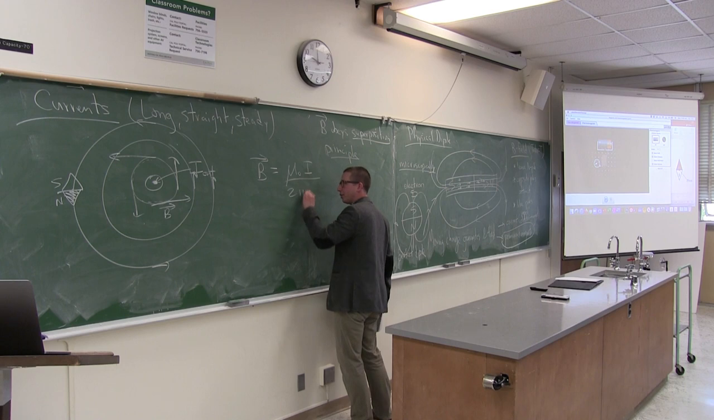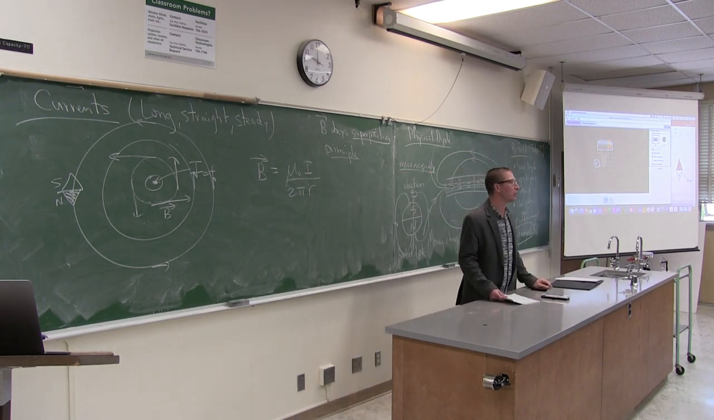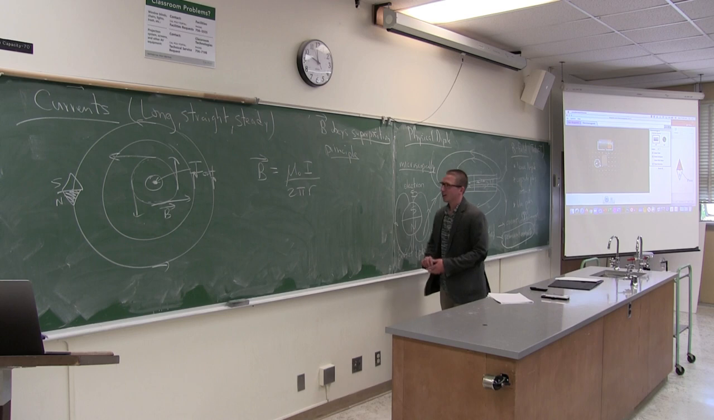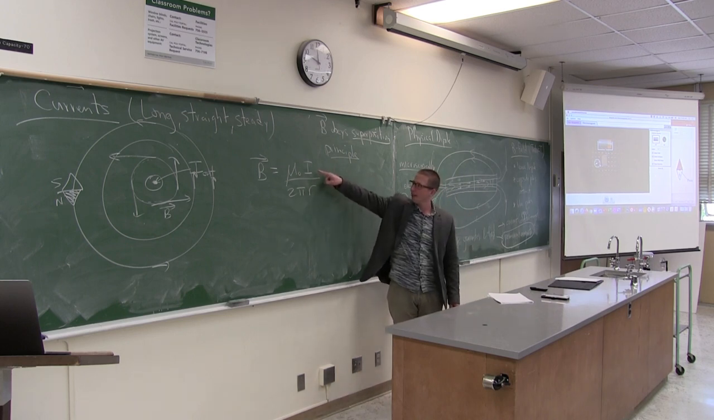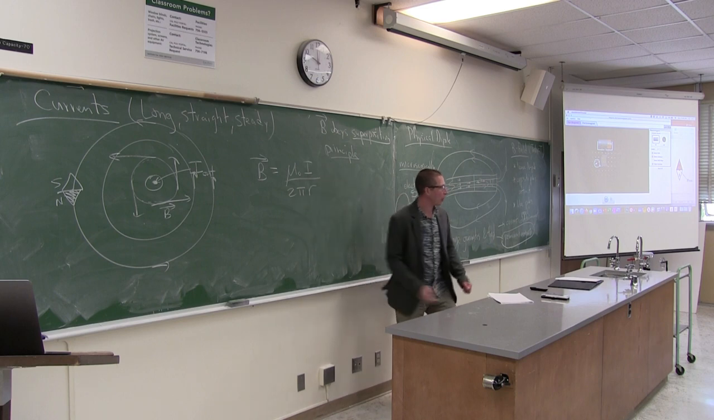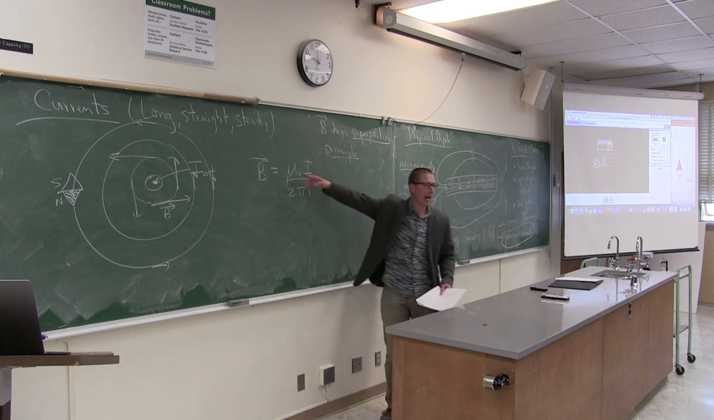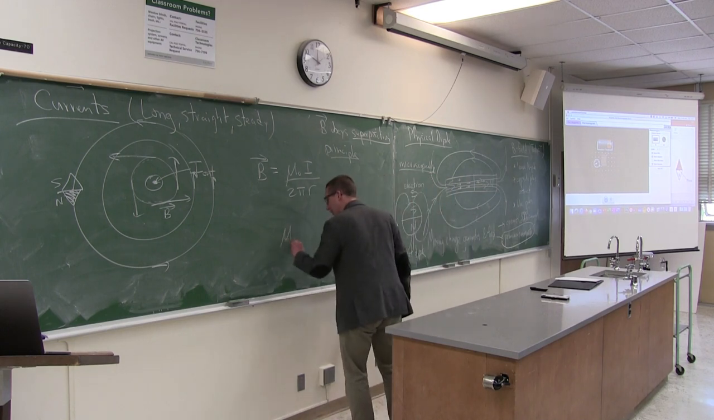Okay, so this, the magnetic field due to a long straight wire, we'll see where this comes from later on this week. Let's just see whether or not this formula makes sense. I is just how much current you have. If there's no current, you have no magnetic field. Mu naught is the permeability of free space.